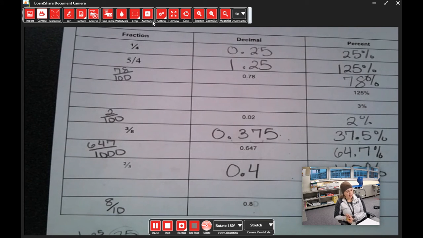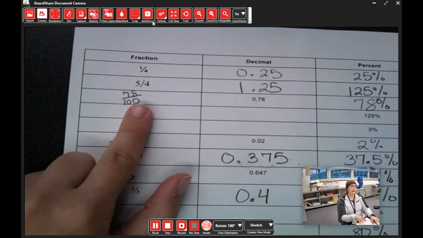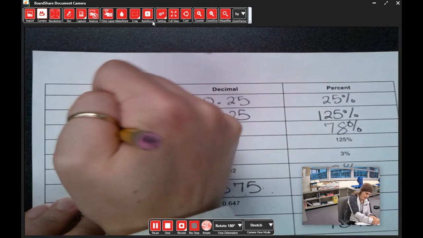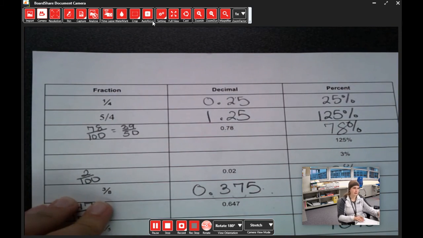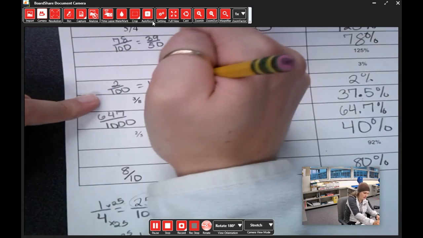If you can. 78 is even and 100 is even, so they're both divisible by 2. I don't know that by heart. Oh, wait. Half of 80 is 40. This is one group of 2 less than that. It's going to be 39. 39 50ths. This one, I can divide both of those by 2. That's 1/50th.